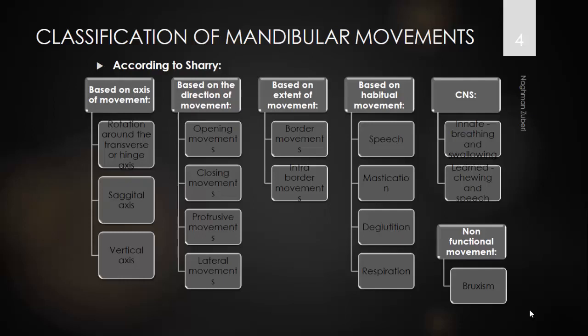CNS controlled. The innate movements are breathing and swallowing, whereas the learned movements are chewing and speech, and then come non-functional movements, that is bruxism.